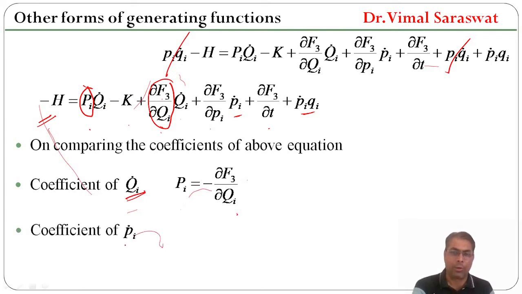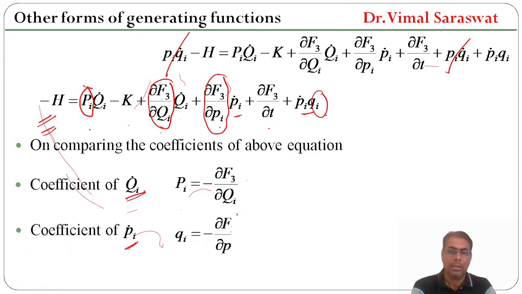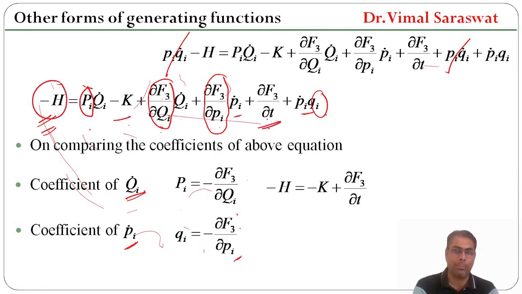Also we compare the coefficient of small pi dot. There is no coefficient of small pi dot on the left hand side, and on the right hand side this is the coefficient of small pi dot and also Qi. So Qi plus del F3 by del Pi equals 0, or Qi equals minus del F3 by del Pi. Now we take the remaining term: minus H on the left hand side, and on the right hand side minus K plus del F3 by del T. So minus H equals minus K plus del F3 by del T, or K equals H plus del F3 by del T.